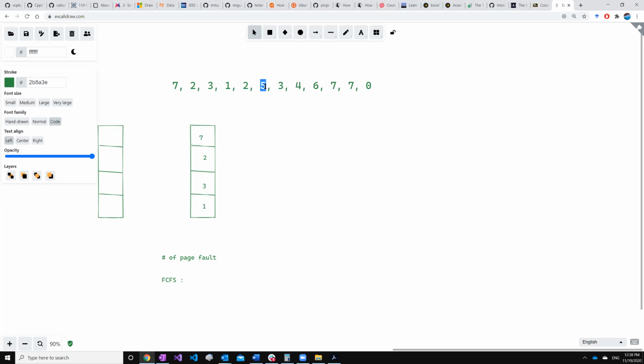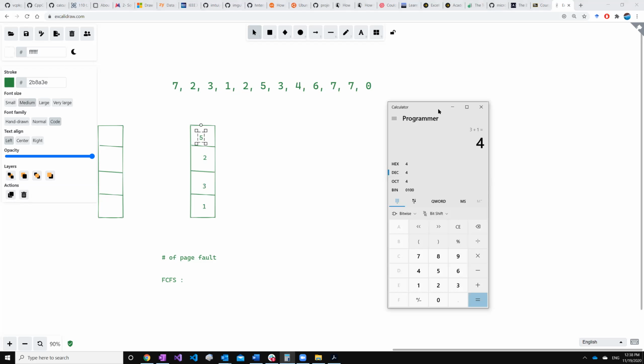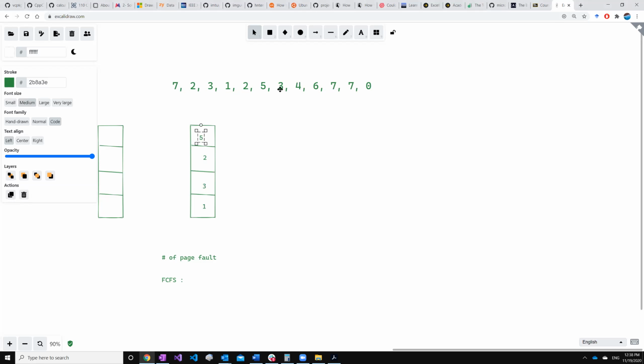Okay, so the next one, it will be 5. So what do you do about this 5? Well, we have to replace some page from this table, and it will be the 7 here. Why? Because it is the oldest loaded element, the 7 here. So we will have it replaced with 5, and that will cause a page fault. So I'm going to increase the page fault by 1. Press enter only once. Okay. Now the next is 3. Will that cause a page fault? No, because this 3 can be resolved with this 3 here.